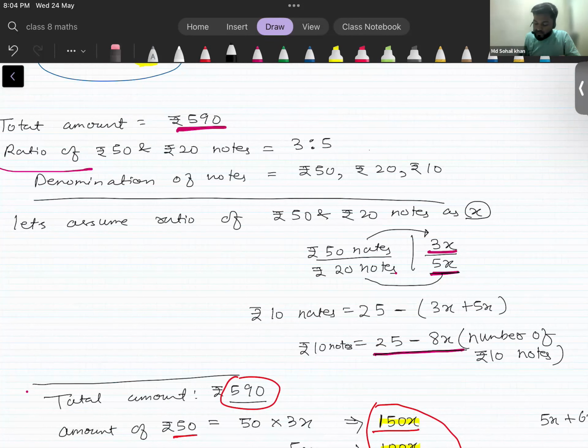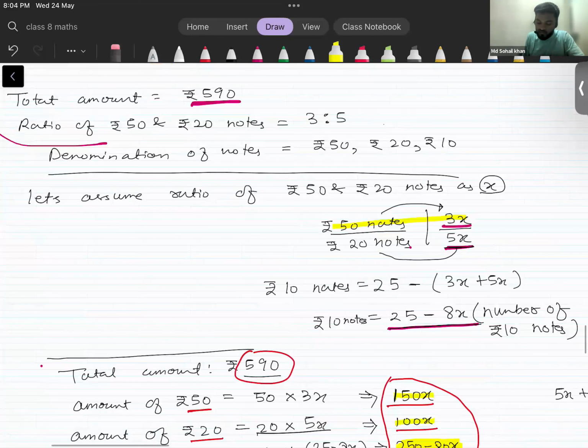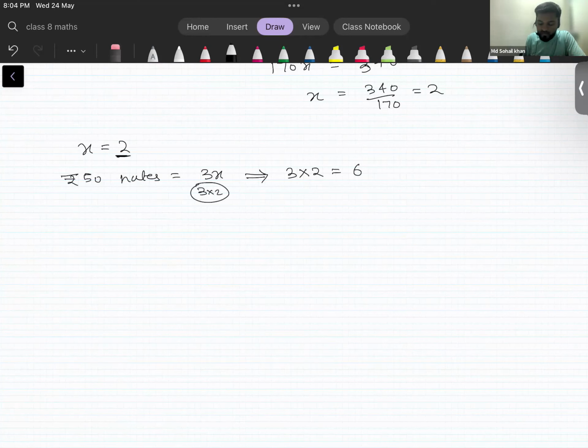Now see, we assumed the number of rupee 50 notes to be 3x. So will it not be equal to 3 multiplied by 2, that is 6, since the value of x is 2 here? So we see that there are 6 notes of rupees 50.